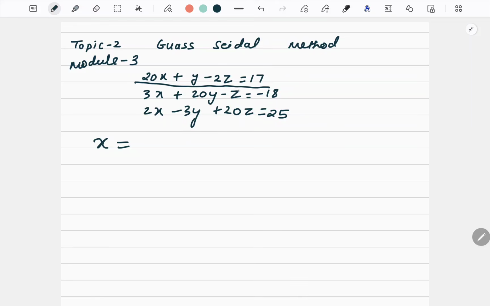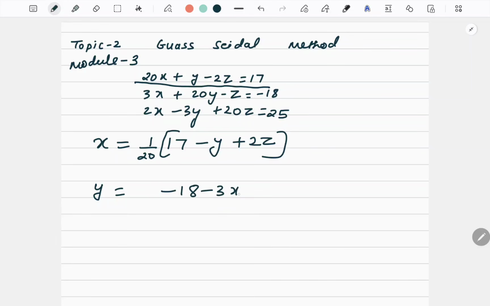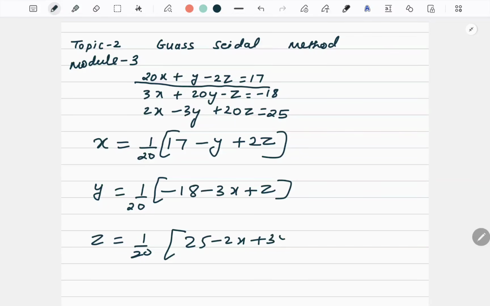So how can you write it? x = 1/20 (17 minus y plus 2z). What I did: 17 is as such, y went there, 2z went there, and 1 by 20 outside. Same way, y = 1/20 (minus 18 minus 3x plus z), and z = 1/20 (25 minus 2x plus 3y).